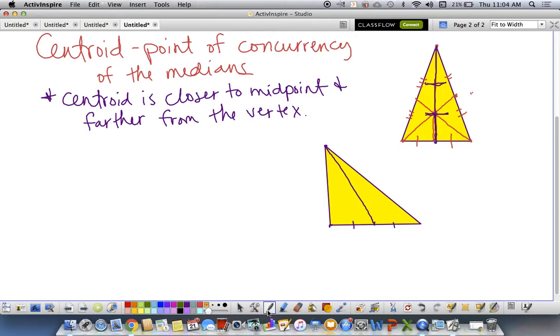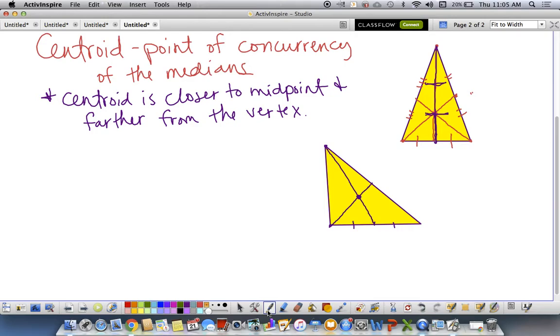Vertex to the midpoint of the opposite side. Can I ask you a logic question? I've just drawn two medians. I can still draw one more. But where these two lines have intersected, does the third line have to intersect at the exact same spot? Yes. So do I have to draw that third median? No, I don't. To know that the centroid is going to be right there. Once you find two, you don't have to draw that third one.